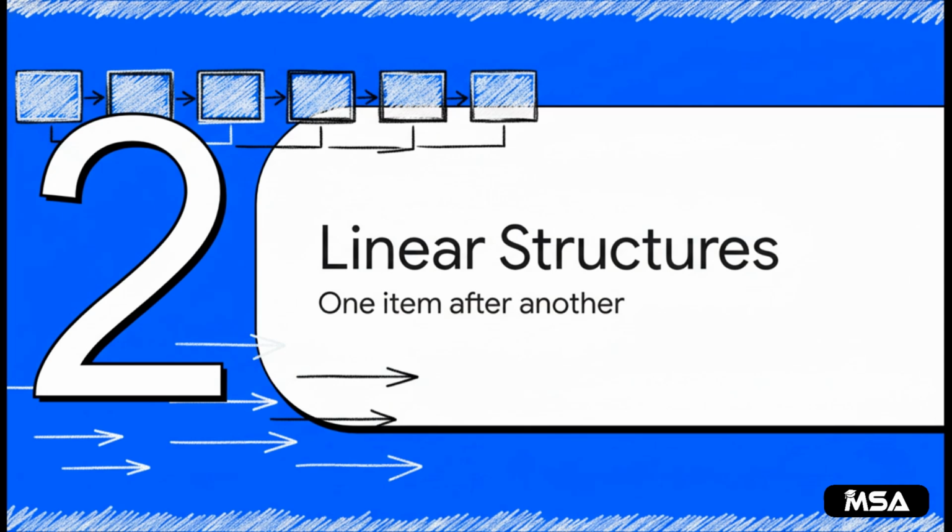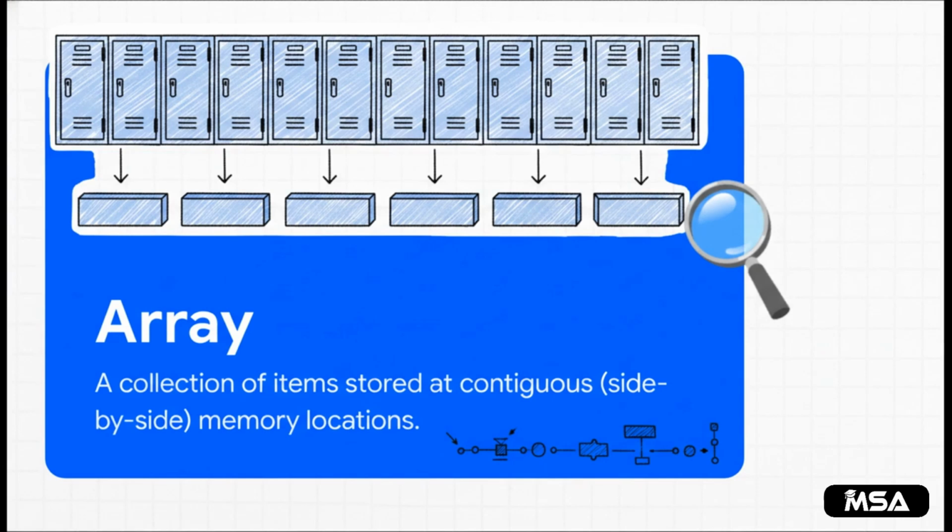Just like the name says, these are all about arranging data in a sequence, one thing after another in a nice, neat line. So the most basic linear structure of all is the array. I love this metaphor. Think of a row of lockers. Each one has a number, right? And if you know the number, you can go straight to it. That is exactly how an array works. All the data is stored side by side in the computer's memory.